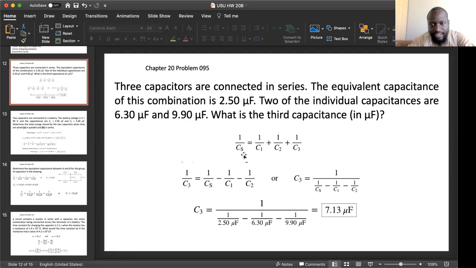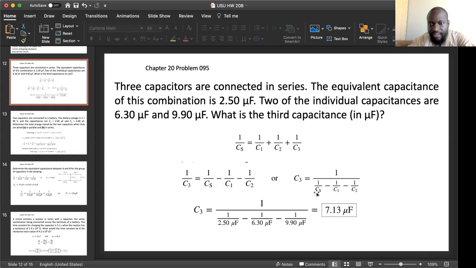So the total capacitance in series is 1 all over: 1 over C1 plus 1 over C2 plus 1 over C3. We are given C total, and we are asked to find C3. So 1 over C3 is 1 over C total minus 1 over C1 minus 1 over C2. C total is given, 2.5.